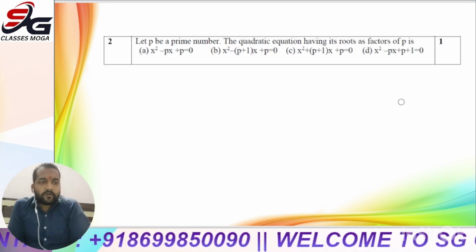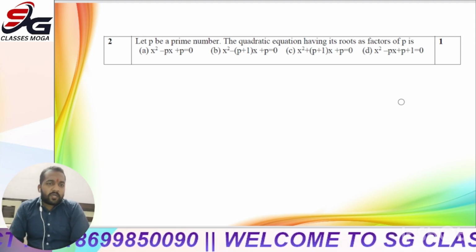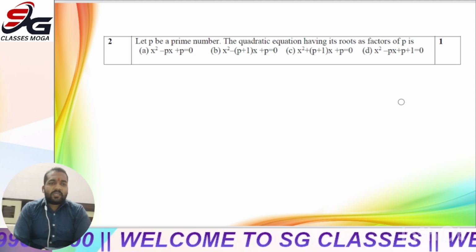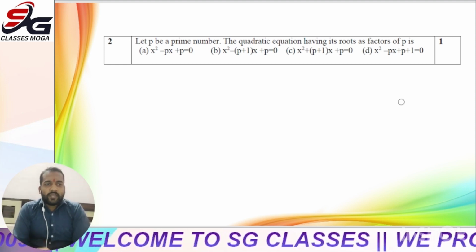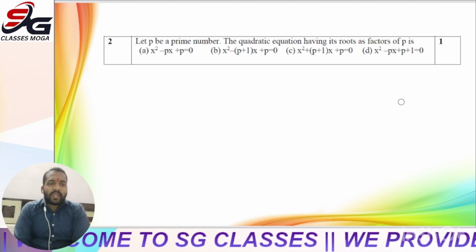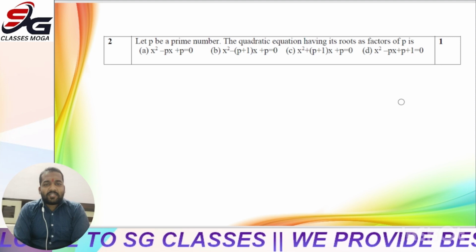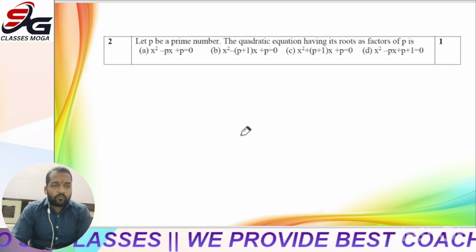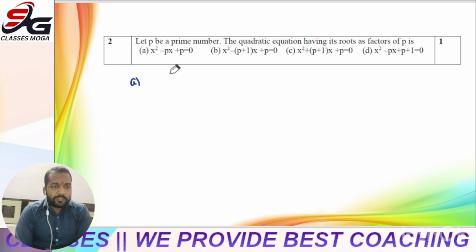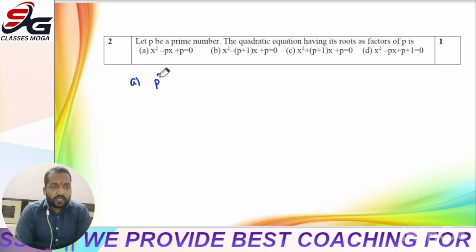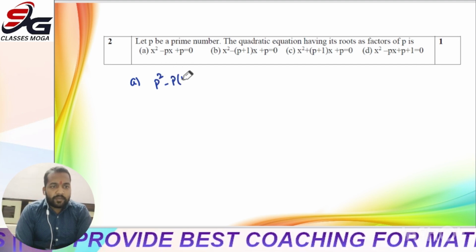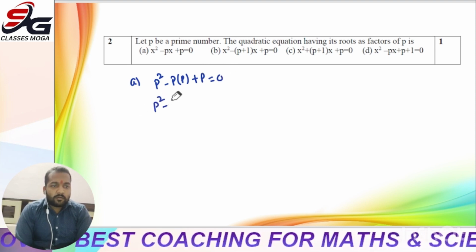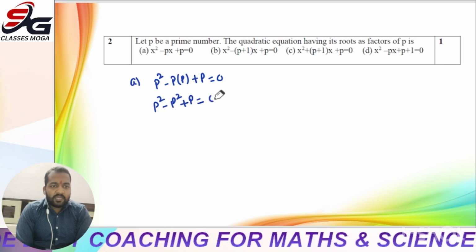Now students, second question: let P be a prime number. The quadratic equation having its roots as a factor of P is. So what we have to do is put x equal to P and check whether the quadratic equation is satisfied or not. So let us check in option A. If I put x equal to P, it becomes P square minus P into P plus P is equal to 0. So it is P square minus P square plus P is equal to 0.